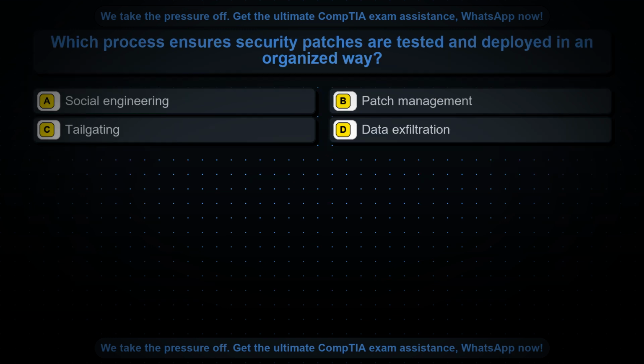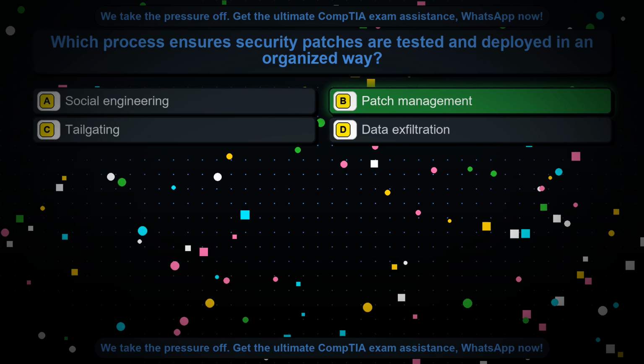Question 2. Which routing protocol is a path vector protocol primarily used for interdomain routing? Option A, OSPF. Option B, BGP. Option C, RIP. Option D, EIGRP. The correct answer is option B.